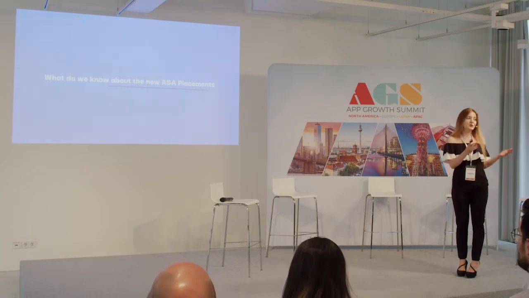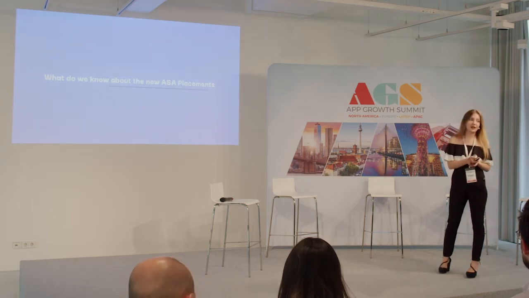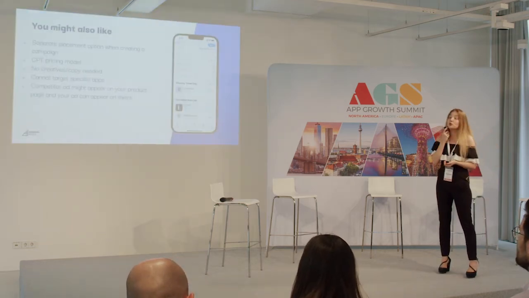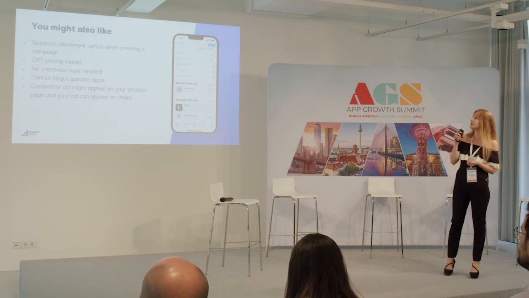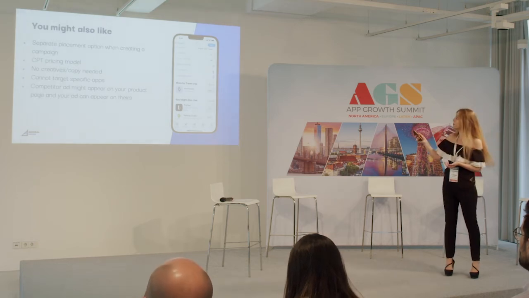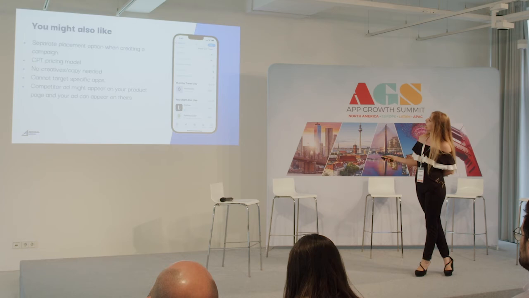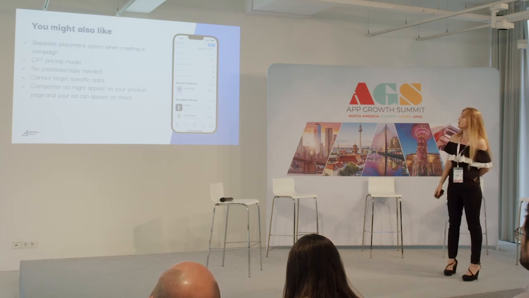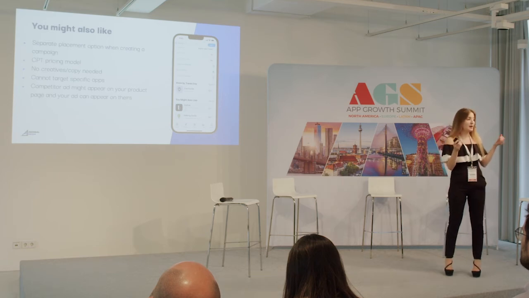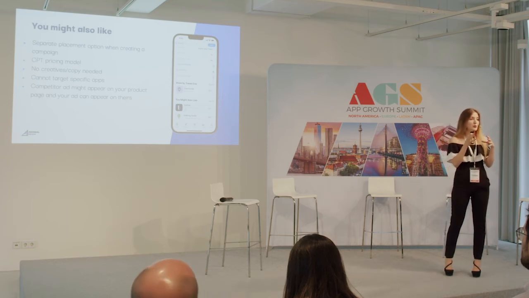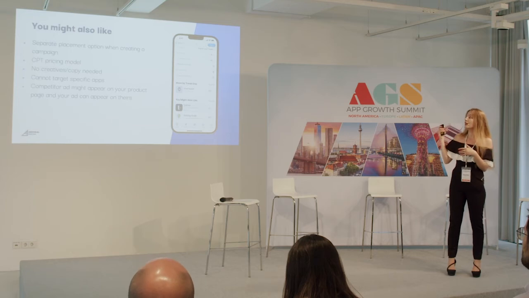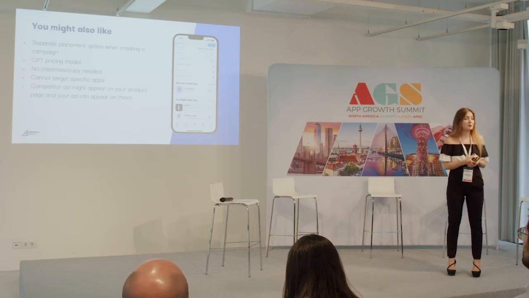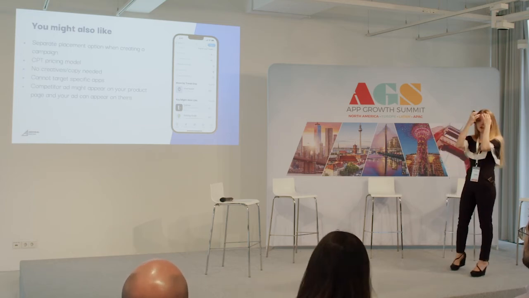And now is the time to discuss the new ASA placements that Apple recently announced. We have two of those. The first one is You Might Also Like, and you can see it at the end of each app product page. It's going to look like that. It's going to be a separate campaign option when you're creating a new campaign. And it's going to use the CPT pricing model, meaning that you only pay when a user clicks on your ad.